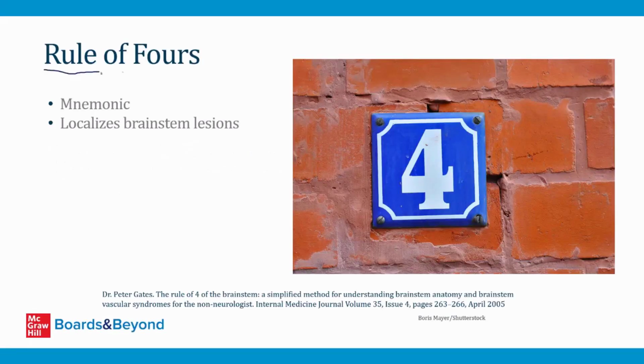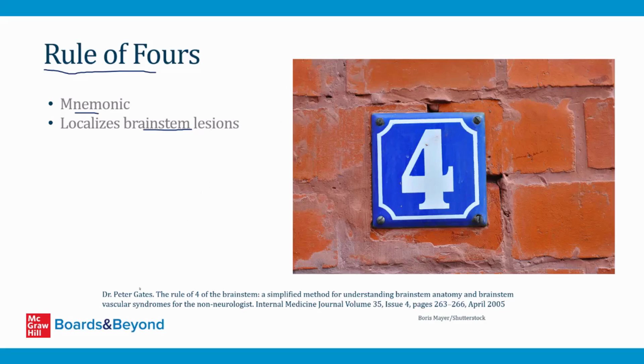So the rule of fours is a handy mnemonic that you can use to localize a brainstem lesion. When a patient presents with a stroke involving the brainstem, they have various clinical features. You need to use those clinical features to determine whether the stroke is in the midbrain, the pons, or the medulla, and whether it's medial or lateral, and that's what the rule of fours can help with.